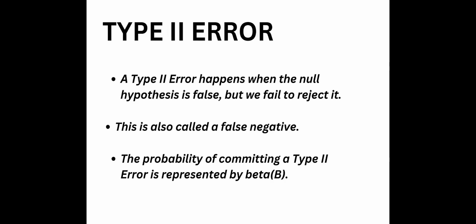On the other hand, a type 2 error happens when the null hypothesis is false, but we fail to reject it. This means we fail to detect an effect or difference that actually exists. This is also called a false negative. The probability of committing a type 2 error is represented by beta.